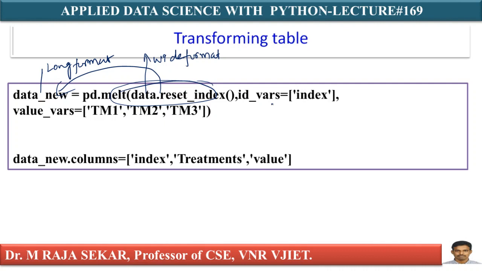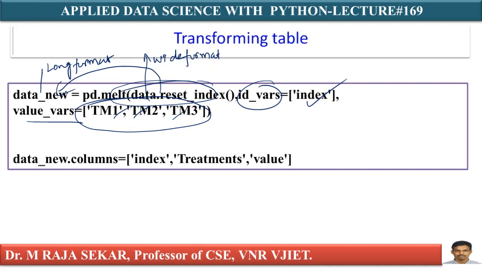id_vars equal index. What is this id_vars? This is the column to use as identifier variables. I can identify variables of the data frame by using the index column. We have an index column in the original data frame. value_vars is the column to unpivot. This teaching methodology 1, teaching methodology 2, teaching methodology 3. These columns only I must unpivot, isn't it?